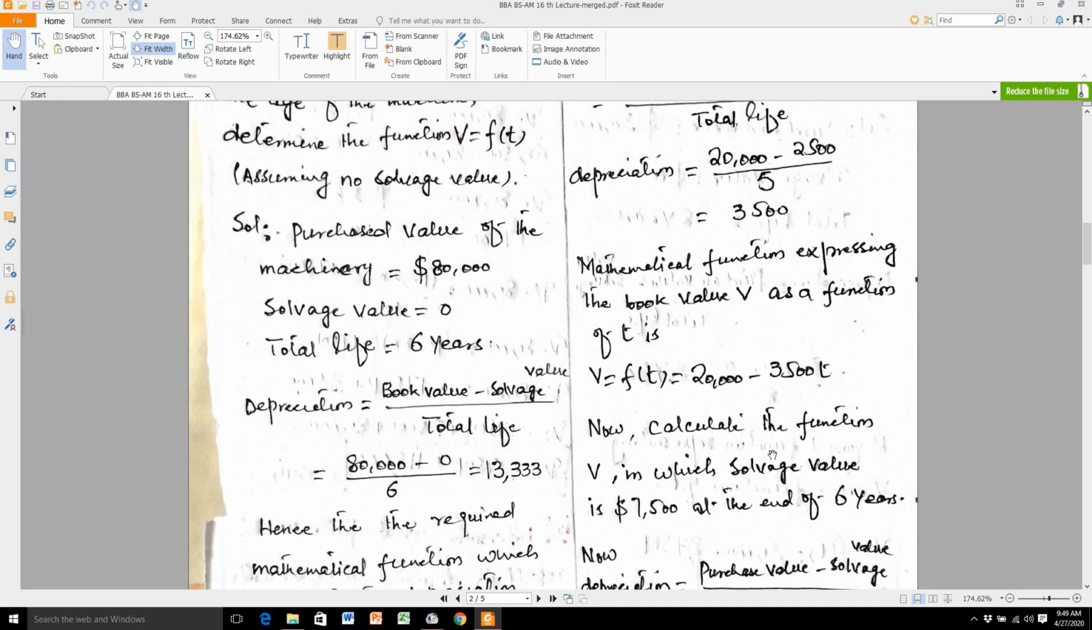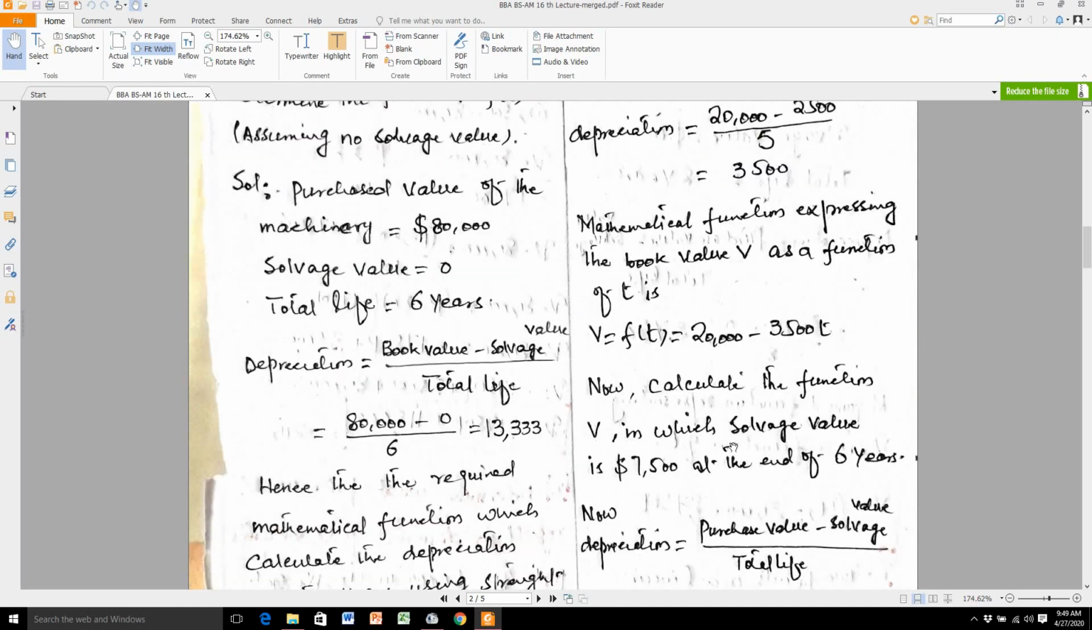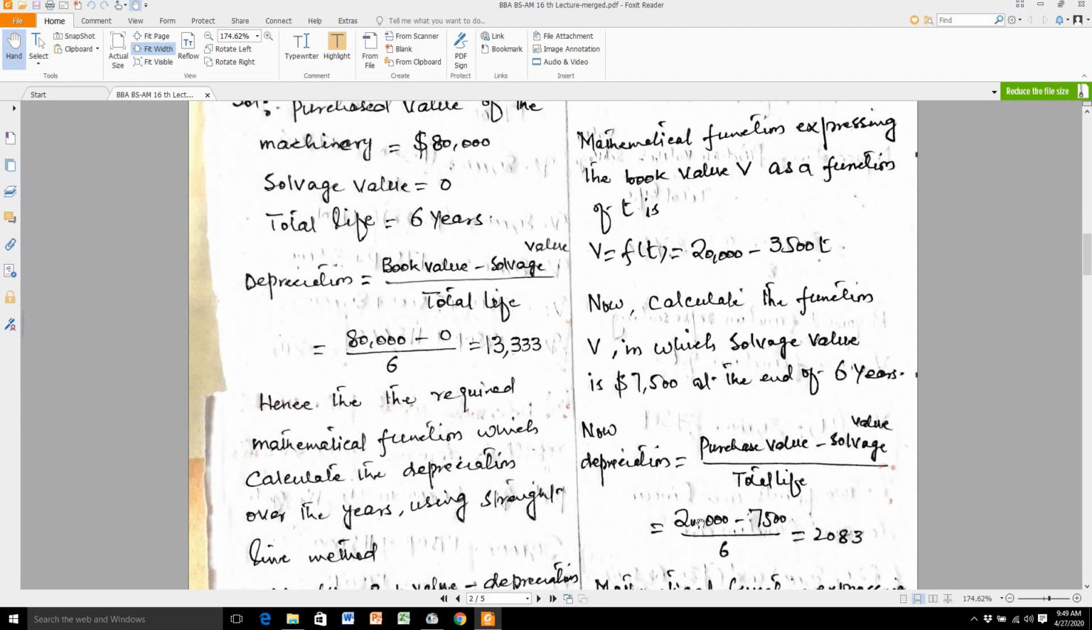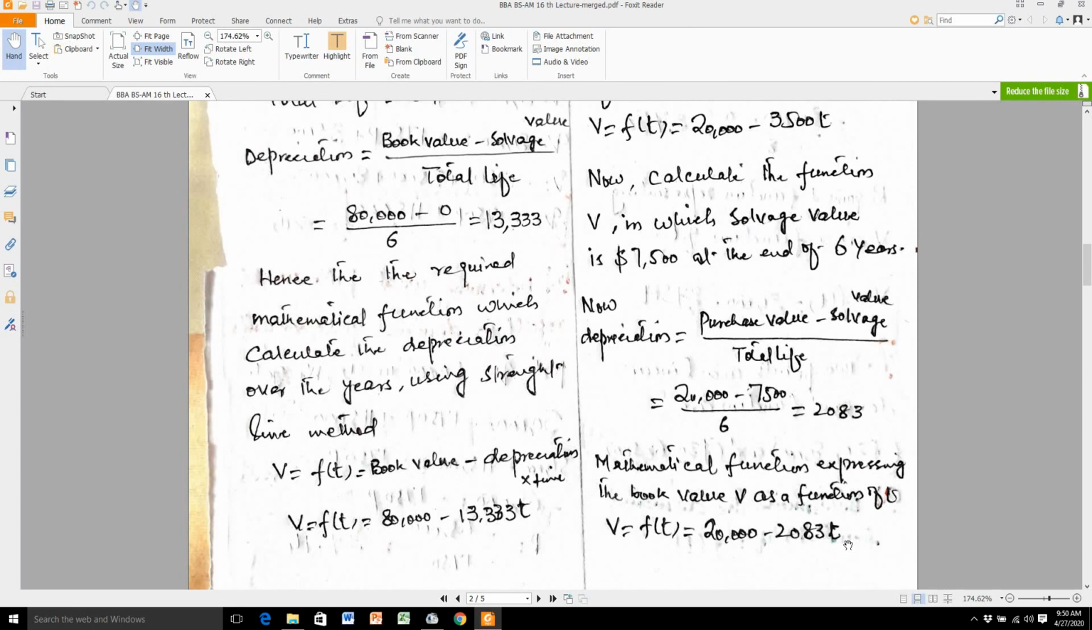Now one more thing he asked: calculate the function V in which the salvage value is $7,500 at the end of 6 years, other things remaining the same. So the formula becomes: depreciation is equal to purchase value minus salvage value divided by total life. Here the purchase value, 20,000, minus salvage value of 7,500, divided by the total life, 6. After simplification, we get 2,083. This value is the depreciation calculated every year. The mathematical function expressing the book value V as a function of t is V is equal to f of t is equal to 20,000 minus 2,083 into t.